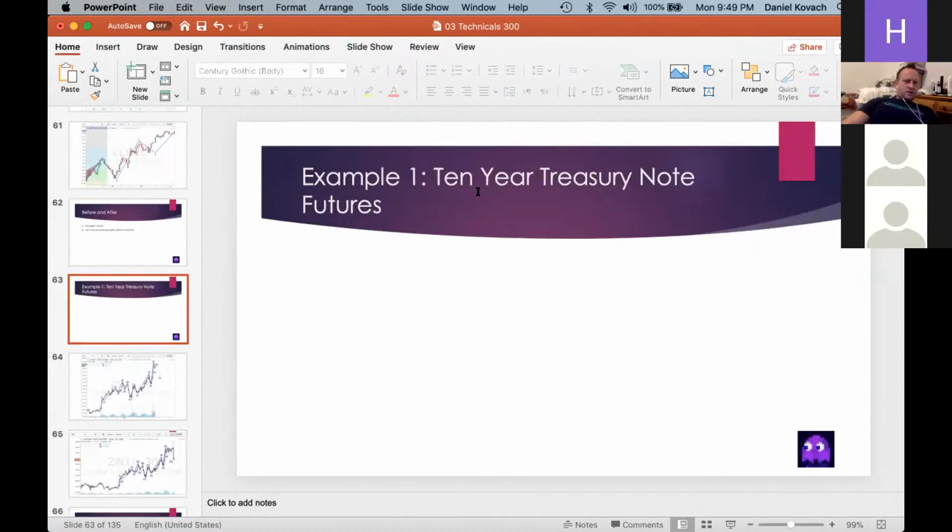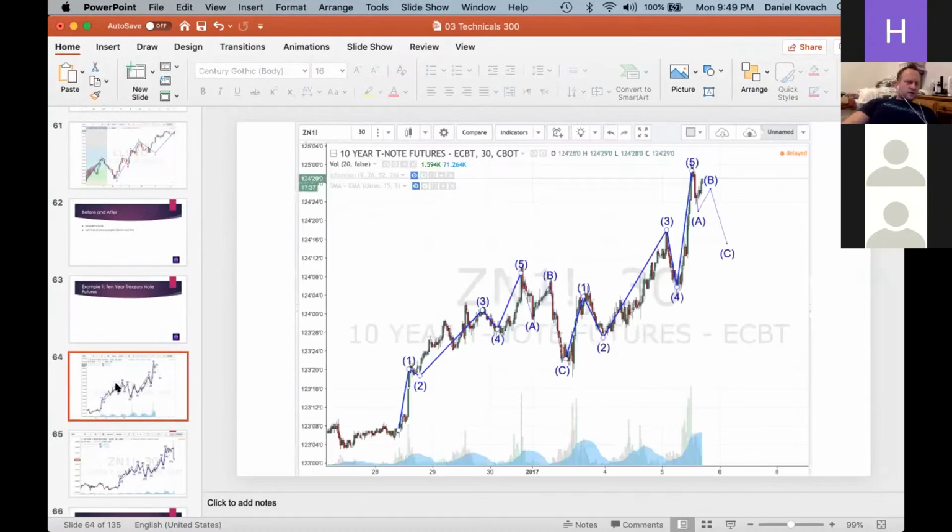So this one was the 10-year Treasury note futures. As you guys should know by now, that's one of my favorite things to trade. So I did this analysis on that. And as you see, it's not as perfect as some of my examples, but it more or less gets the job done, right? I have 1, 2, 3, 4, 5. And again, notice that this is 30 minutes as well. So you have to be prepared on those lower time frames.